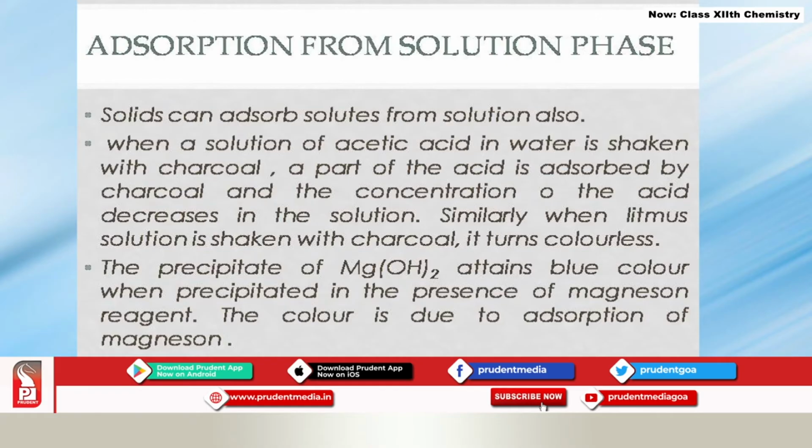The second example that we can cite here is the magnesium reagent, which is blue in color, and magnesium hydroxide, which is a precipitate, is white in color. If you drop magnesium hydroxide white precipitate into magnesium reagent, you will find that after some time the white precipitate has become blue. Now why is it so? It is because of the adsorption of magnesium reagent particles on the surface of magnesium hydroxide. So this indicates that there is a possibility of adsorption of solute from the solution phase also.